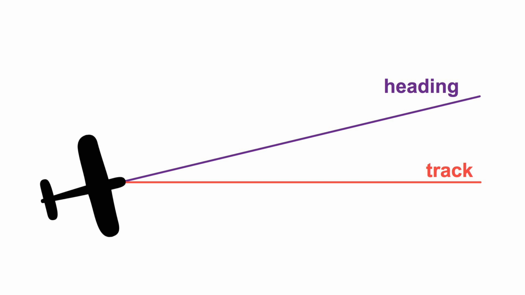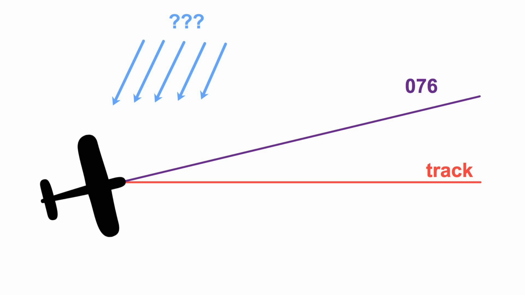This is normally different to the heading due to wind, which is most often not directly in front of or behind the aircraft. We want to know what the wind direction and speed is for this leg of the flight, so we need some numbers here. In this example, the heading is 076 degrees, and the track is 090 degrees, but we also need two other numbers. The true airspeed, or TAS, is 110 knots, and the ground speed is 102 knots. Now we have all the information we need to do the calculation.